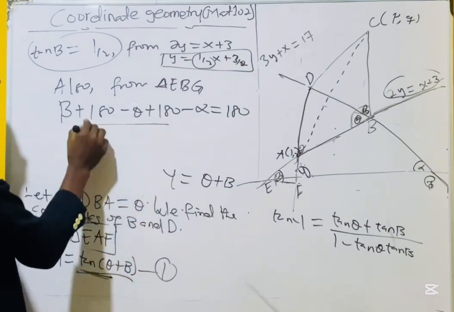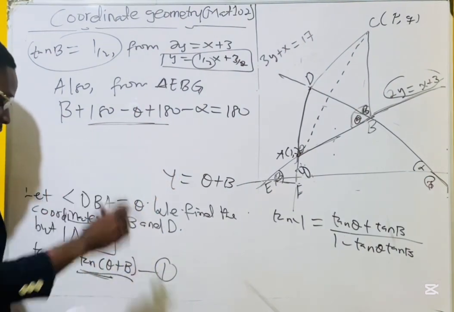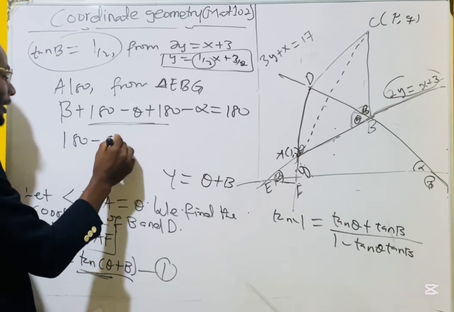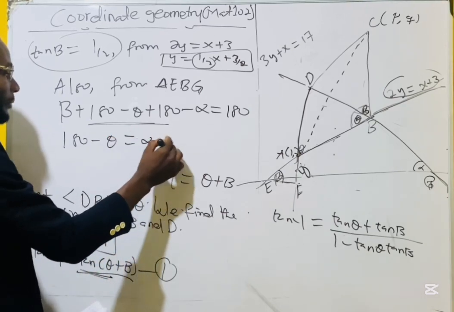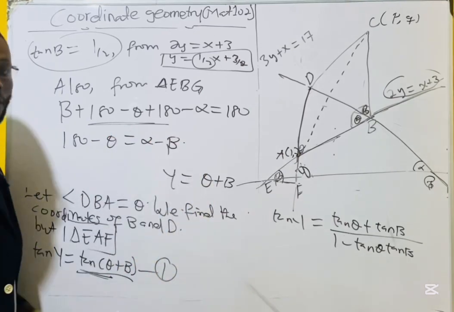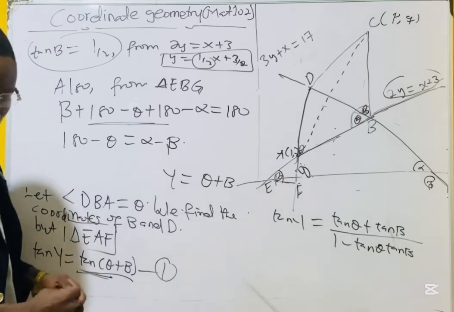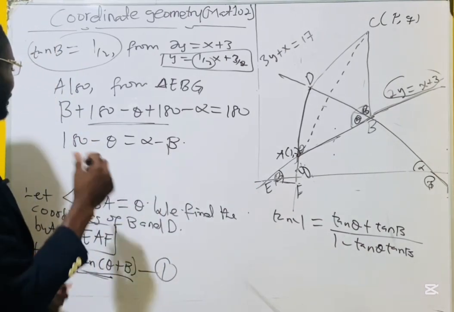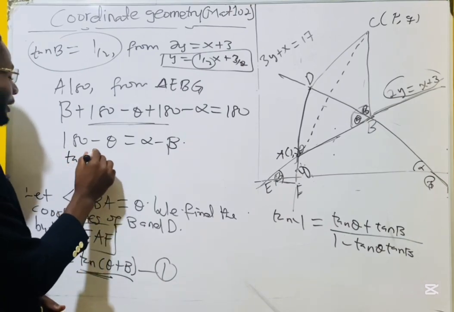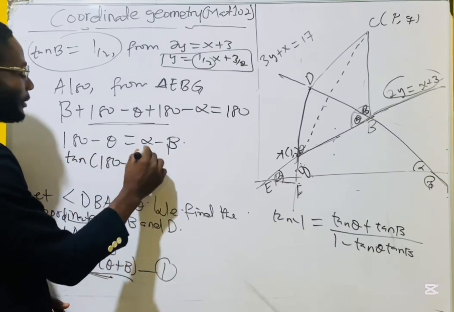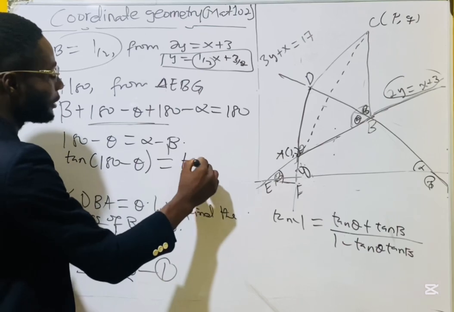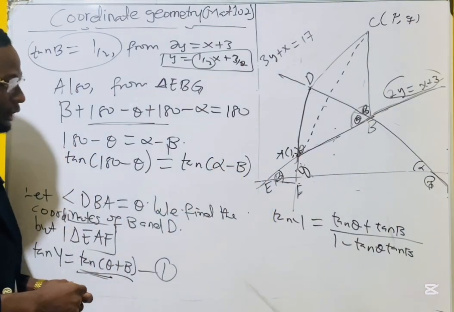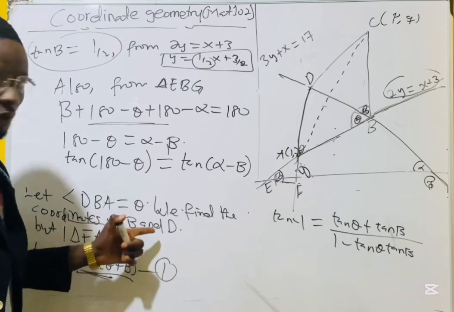So when you simplify this, you're going to have 180 minus theta equals alpha minus beta, right? So this as well, we can expand this. So we can say that tan of 180 minus theta is equal to tan of alpha minus beta. Okay, so let me go away with this.